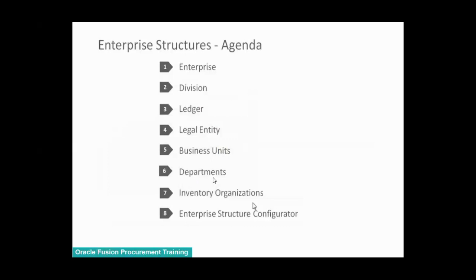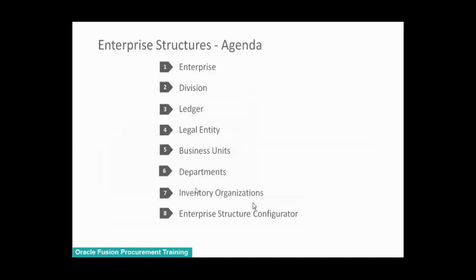Departments are one and the same as in EBS. In EBS, you may divide into an HR department, marketing department, production department, warehouse department, and finance department. Then inventory organizations are where you can perform the transactions. An inventory organization can be a plant.